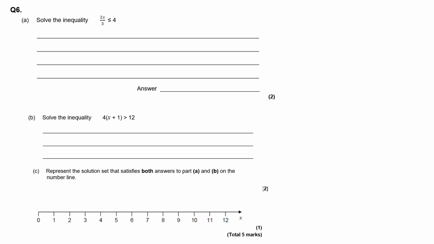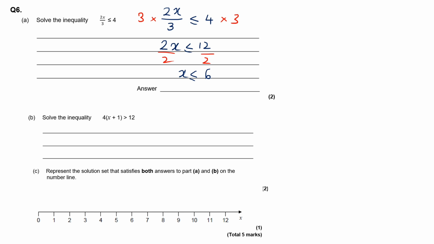Question 6, solve the inequality. So we've got, I'm just going to rewrite it here, 2x out of 3 is less than or equal to 4. So what we need to do is, because there's division, we're going to need to multiply both sides by 3. So that's going to give me 2x is less than or equal to 12. We're going to then divide it by 2 for both sides. And x therefore is going to be less than or equal to 6.